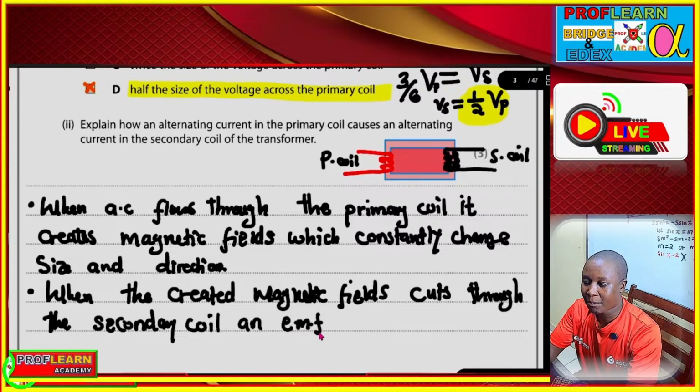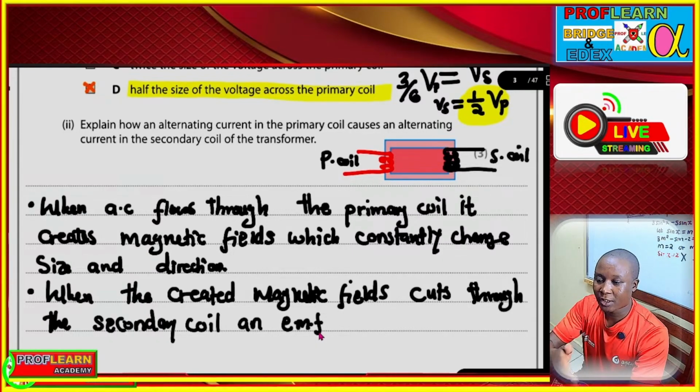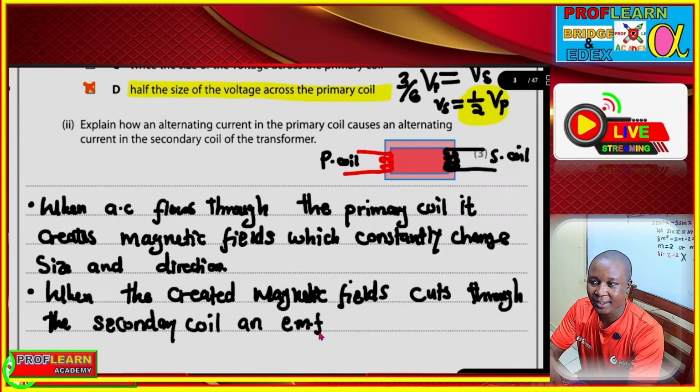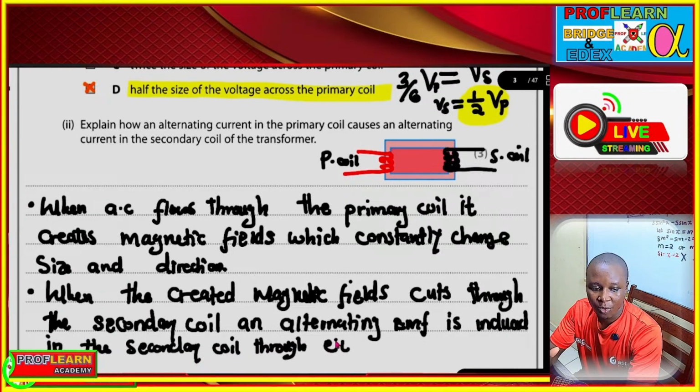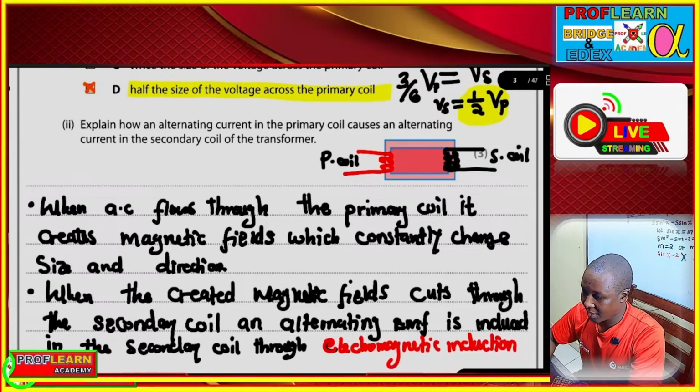Because we have said that in the primary coil we're going to have alternating current passing through, it will create magnetic fields which are constantly changing in size and direction. When these magnetic fields cut through the secondary coil, an alternating EMF is induced in the secondary coil, which is going to result in a flow of current. Basically, that's what you are going to say as far as this particular question is concerned. It is induced through electromagnetic induction.